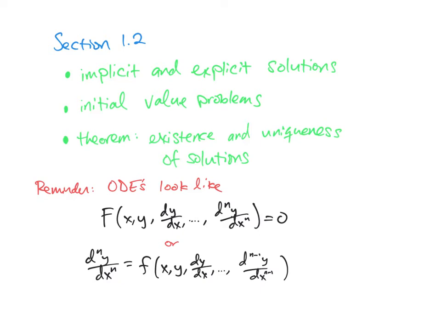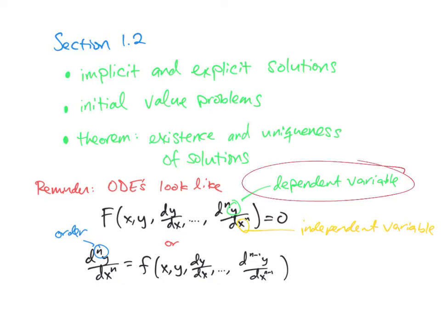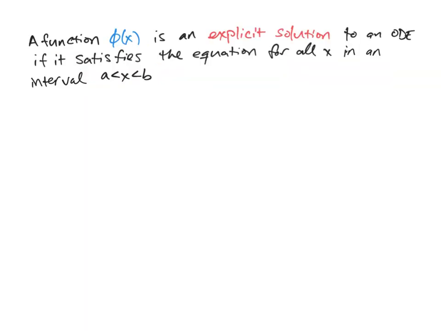So we have here y as our dependent variable, and x is our independent variable. And then we also have n is the order of the equation, that's the highest order derivative. And then I want to really point out that y is the thing that we're looking for. It's our answer. So when we talk about the solution, it's y. That's what we're looking for.